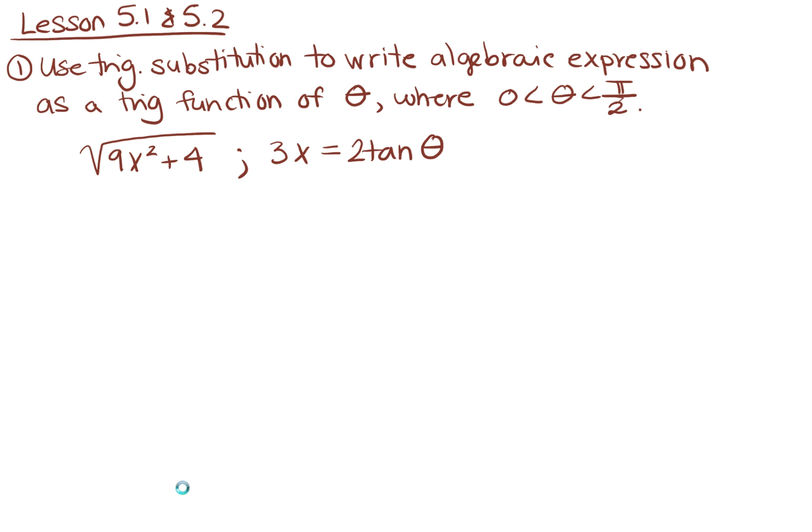All right, so it gives us our trig expression here. And then we are also given what we are going to do our substitution with. So we're going to take this expression here, this 9x squared plus 4, square root of that whole thing. We're going to substitute in 3x as 2 tangent of theta.